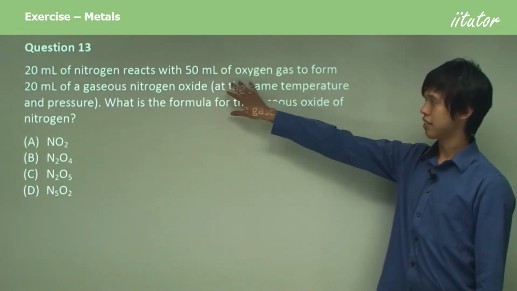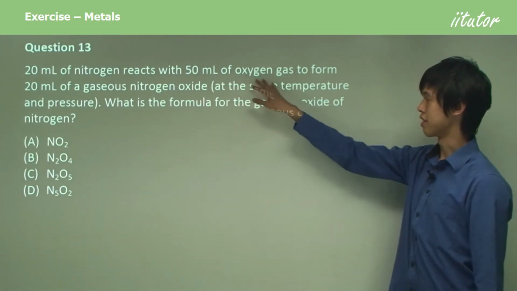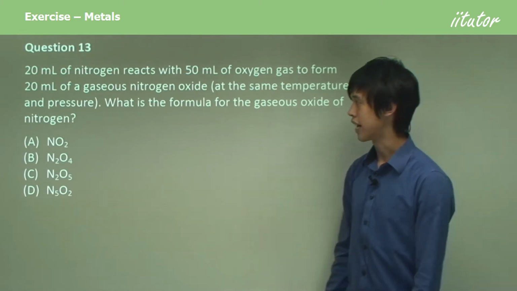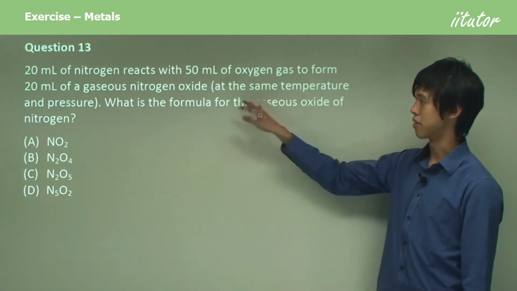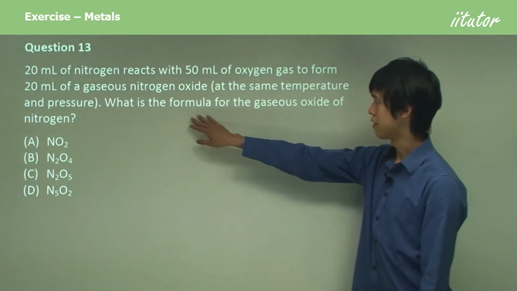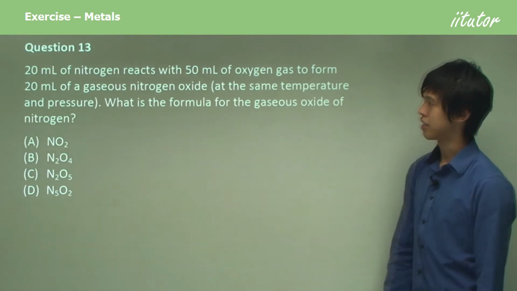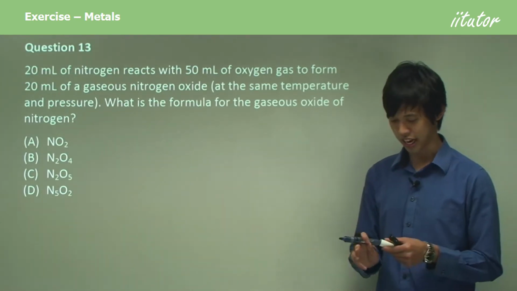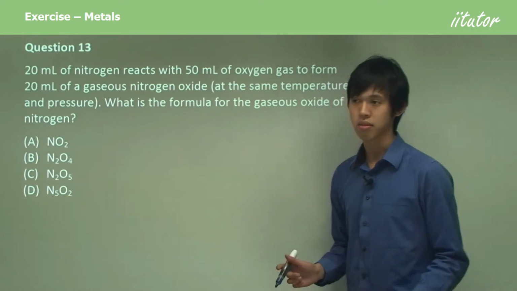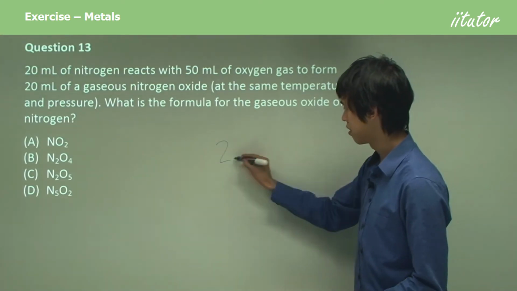20 milliliters of nitrogen reacts with 50 milliliters of oxygen to form 20 milliliters of gaseous nitrogen oxide at the same temperature and pressure. What is the formula for the gaseous oxide of nitrogen? So we used up all of our nitrogen gas and oxygen gas. So what do we get out? So we started with 2N.